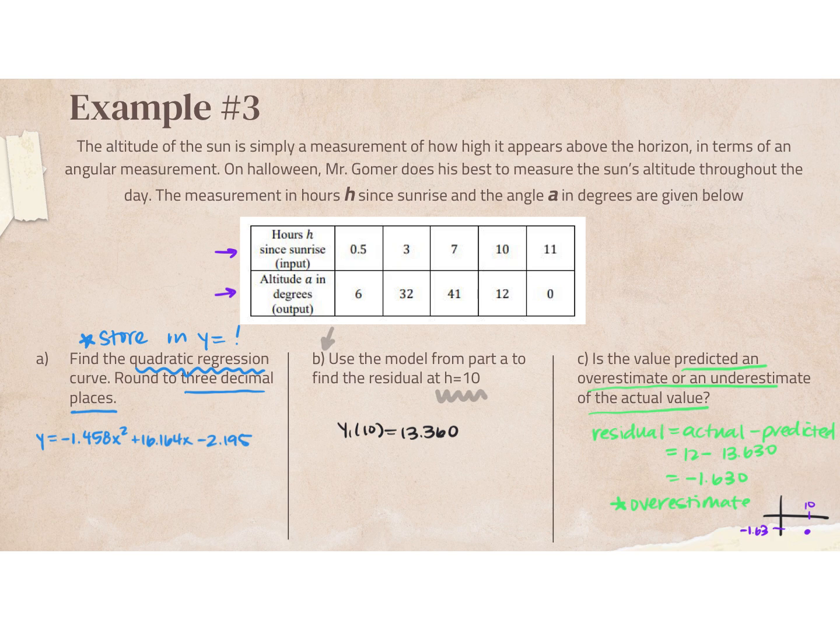To support our choice in part C, I'm going to calculate the residual by taking the actual value from the table, which was 12, minus my prediction. I get a result of negative 1.630. The fact that it's negative tells me I overpredicted. And on my residual plot, that point would be below 0.